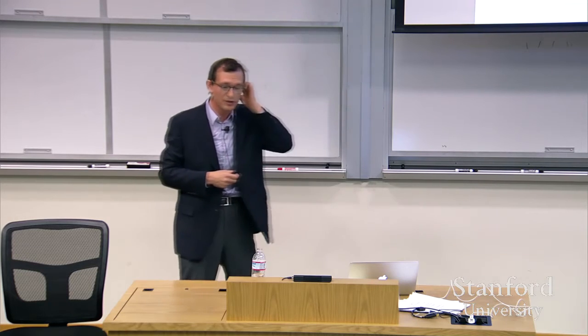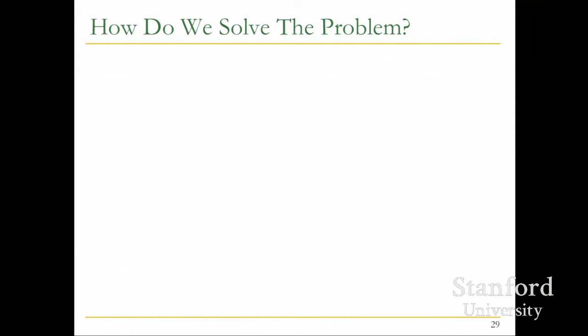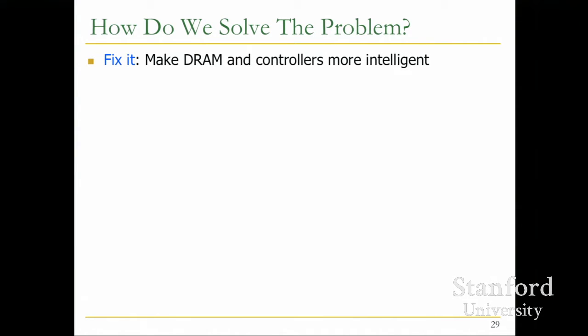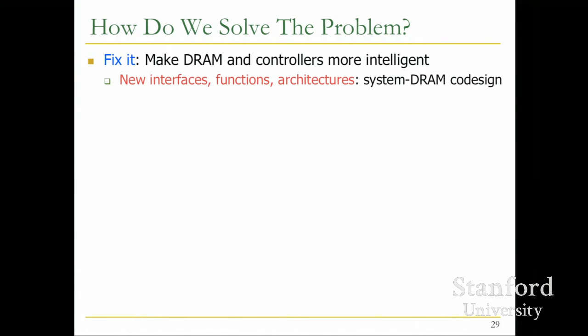So that brings me to how we solve the problem. I'll talk about three solution directions overall, and then we'll go into a little bit more detail. The first solution is making DRAM and controllers more intelligent, fixing it, basically. Since we cannot fix it, well, maybe we can fix it at the device level and circuit level. I'm not precluding that possibility. But I think a good direction to explore is to design the system together with the DRAM, looking at new interfaces, new functions, and new architectures.